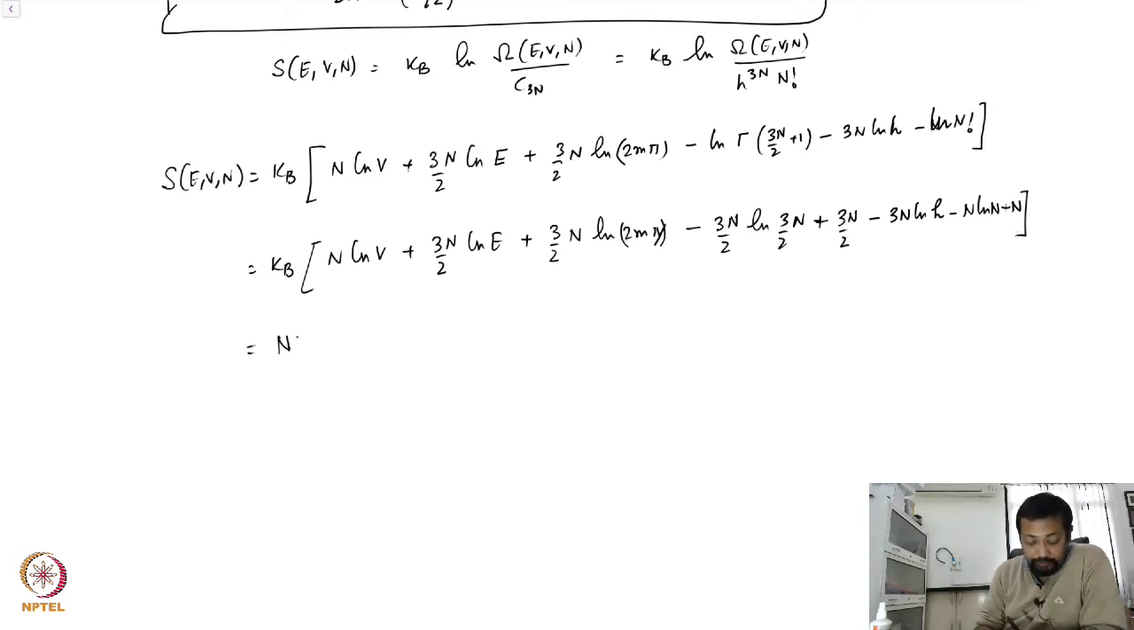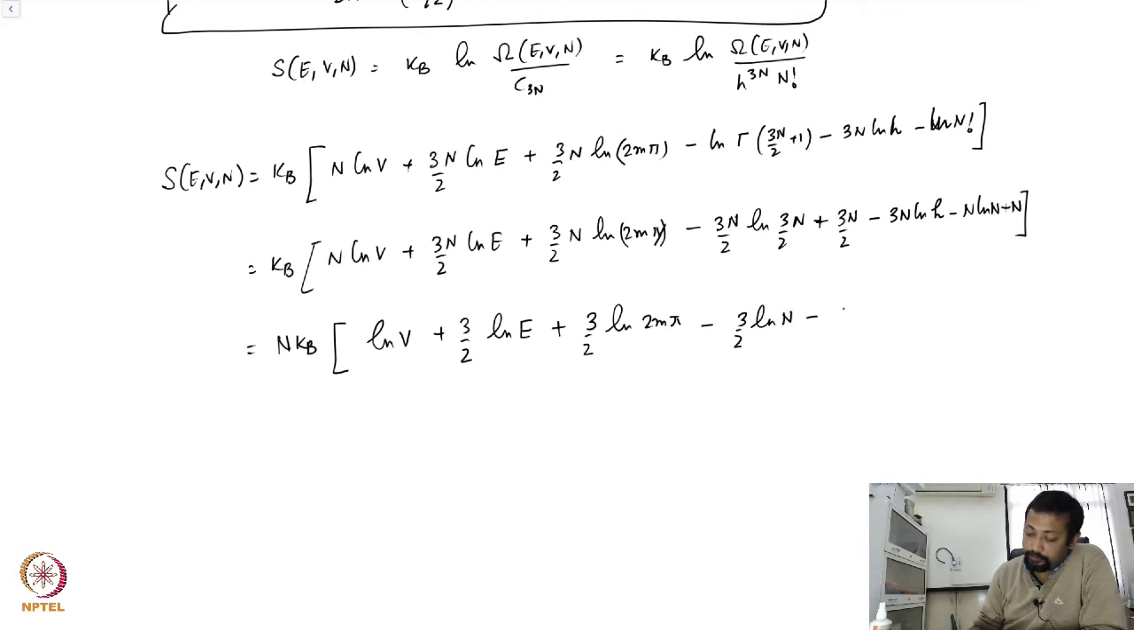So let's take n common. I have nk_B outside, ln V plus 3/2 ln E plus 3/2 ln 2πm minus 3/2 ln n minus 3/2 ln 3/2, plus 3/2. Since I've taken n outside, there is going to be plus 3/2 here, and there is going to be plus 1 here. That gives me 5/2 minus 3 ln h minus ln n. So that this is going to give me nk_B.